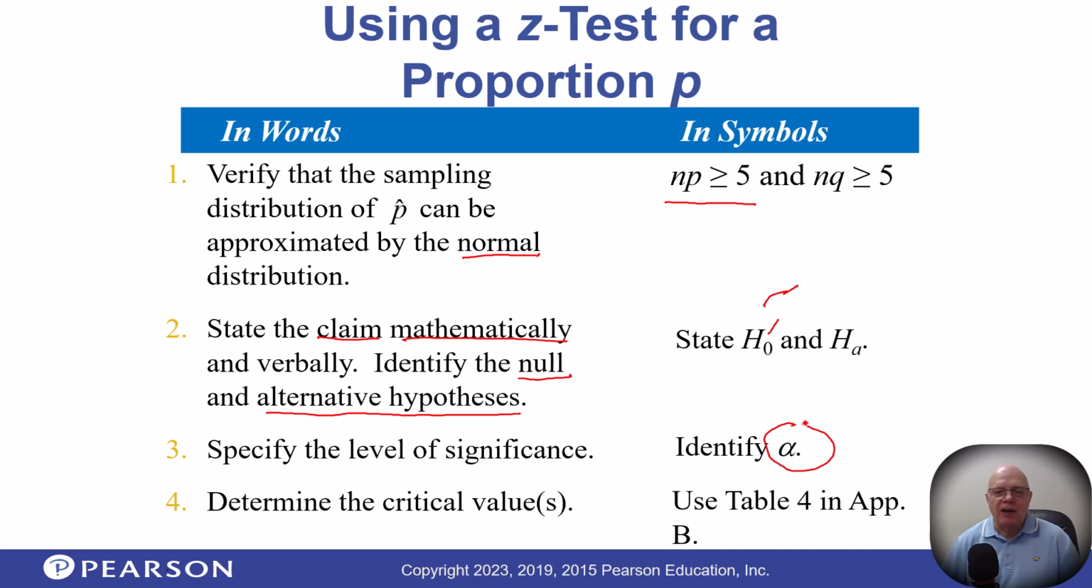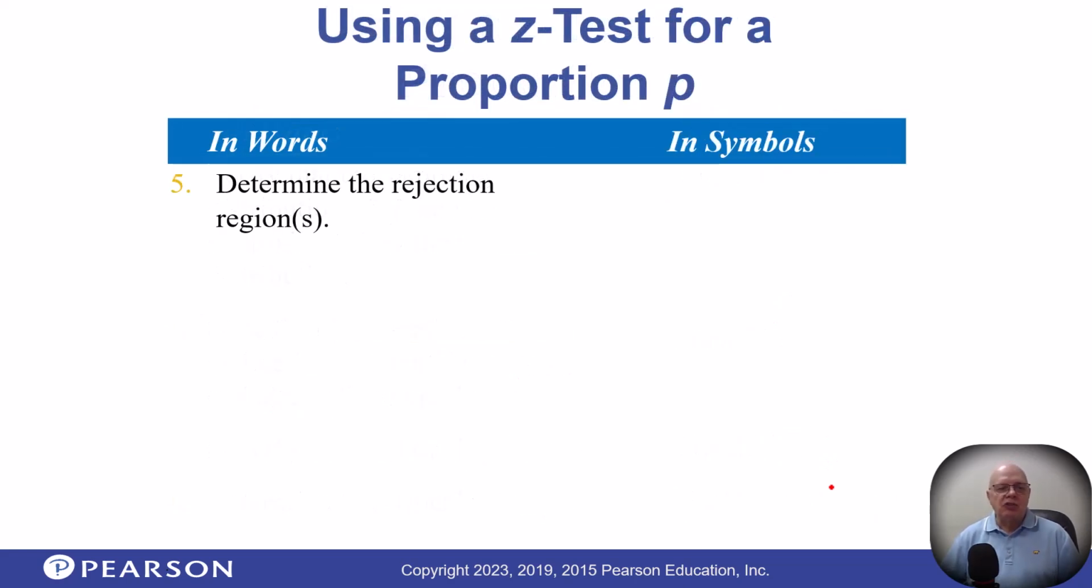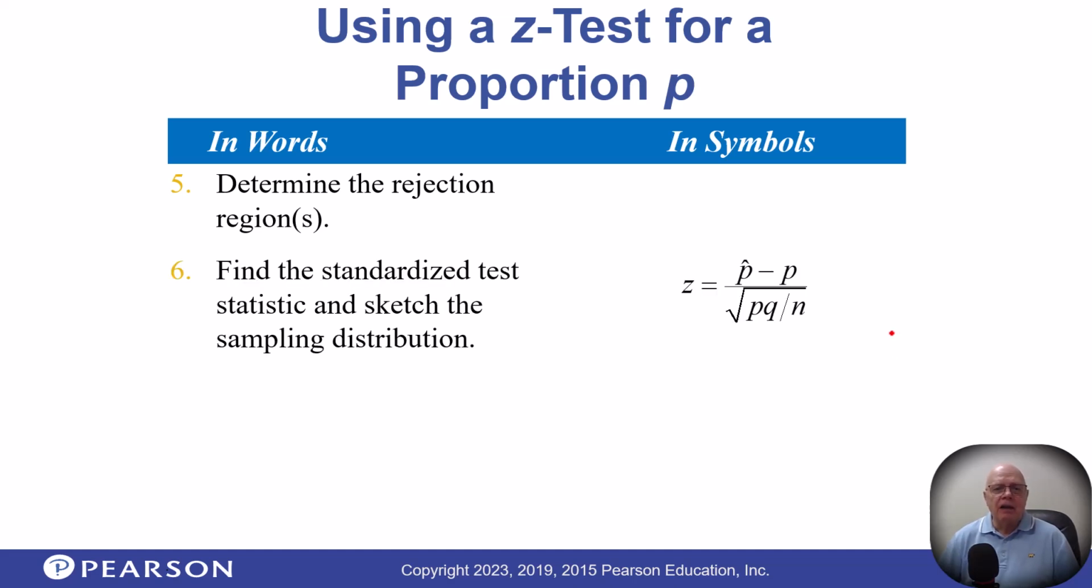Determine the critical value. Now, you don't necessarily have to use table 4. You can use your technology, and I would suggest you do that. We'll have some references to that, and you can always ask in class as well. Once you've got that critical value, determine what the rejection region or regions are, depending on the test. It might be left-tailed, right-tailed, or two-tailed. It's very similar. Find the standardized test statistic. That's the one we just mentioned.